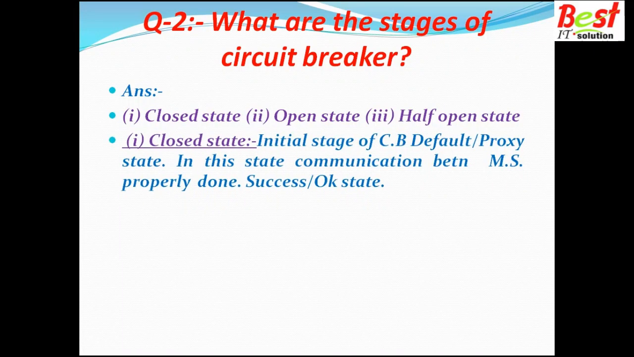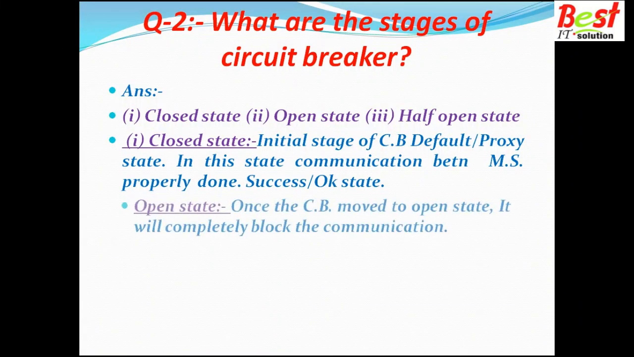The closed state is the initial state of the circuit breaker. We can also say that this is the default state. In this state, communication between the microservices is done properly. This is also called the success or OK state.